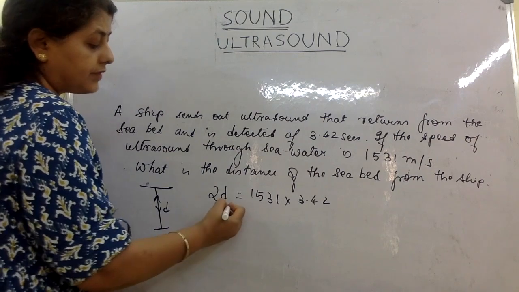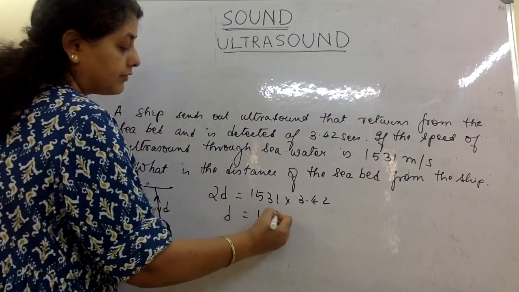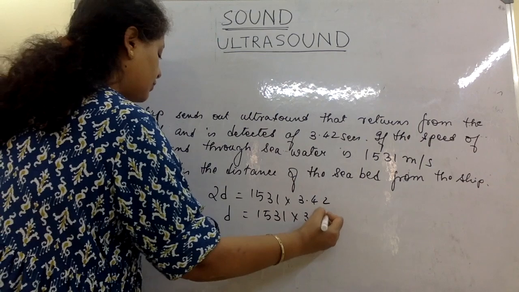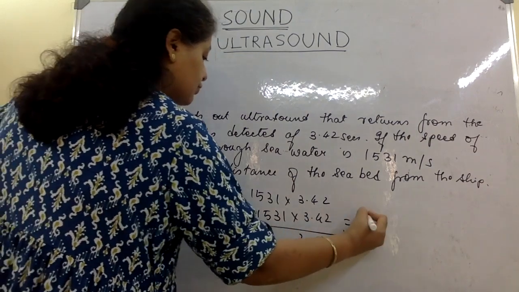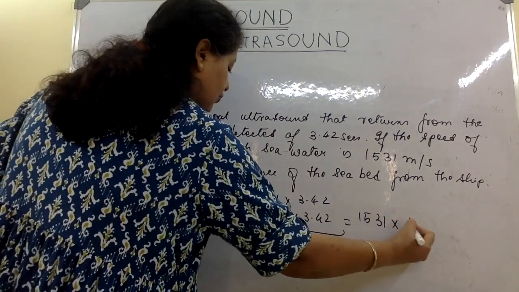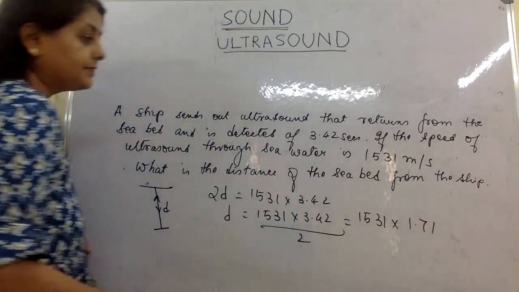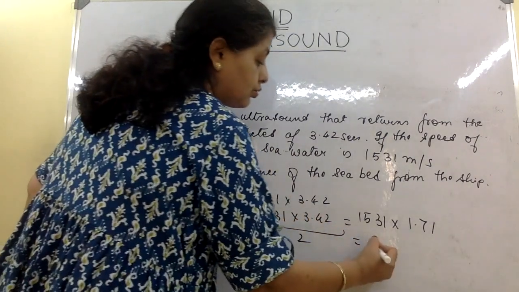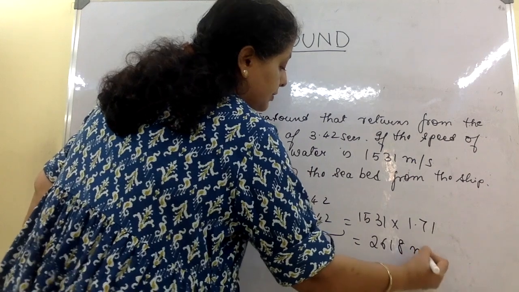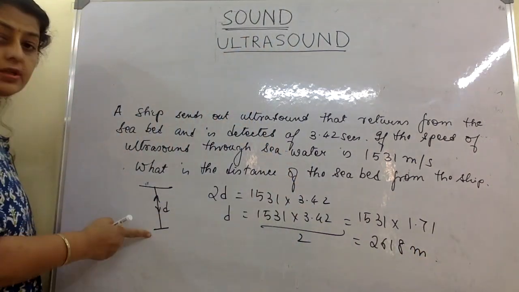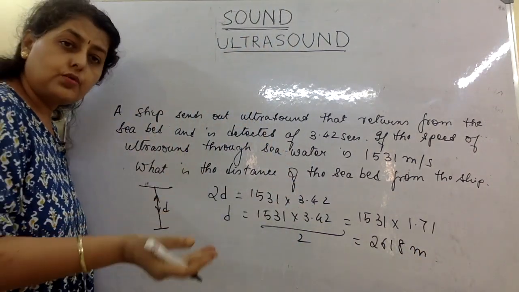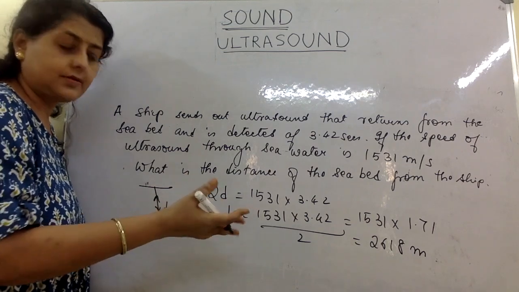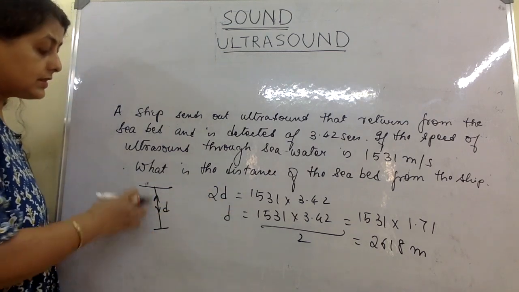So if I divide, I get 1531 into 3.42 divided by 2, which is 1531 into 1.71, which comes to 2618 meters. So the distance here to here is actually a little more than 2.5 kilometers. Okay, so that is the distance.